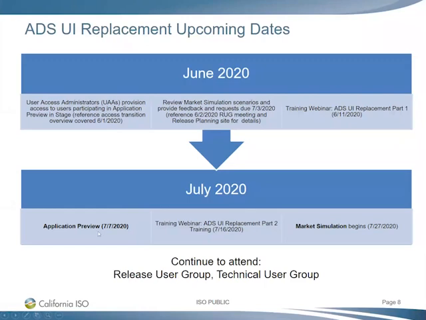Moving into July, the application preview starts on July 7th, so that's early July, right after 4th of July weekend. Come back and jump into the application preview in Stage. And then you should also attend not only the ADS UI replacement part 2, but any other fall release training that may impact you. But for the purposes of the replacement project, make sure you attend that July 16th as well for the enhancements piece of it. Market Sim then begins at the end of July, okay?